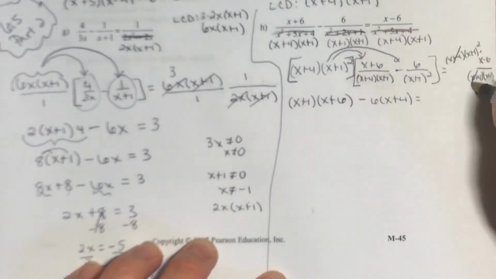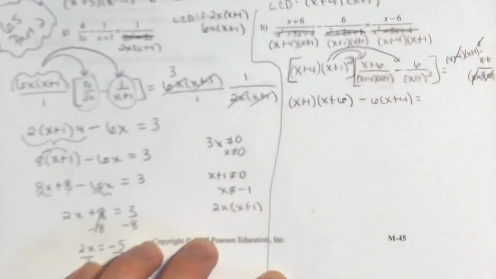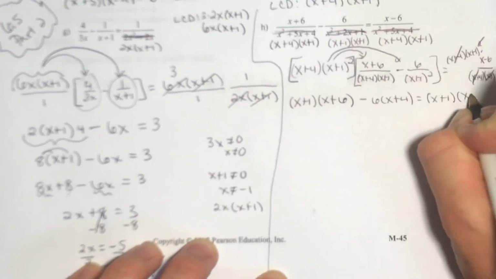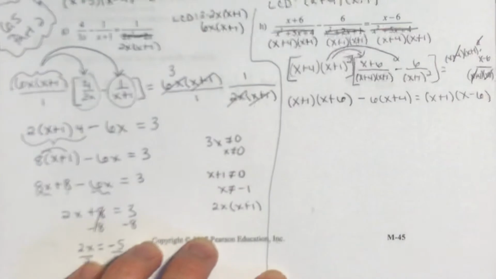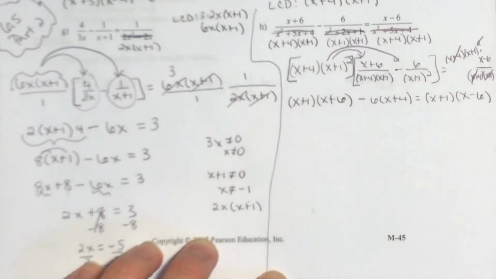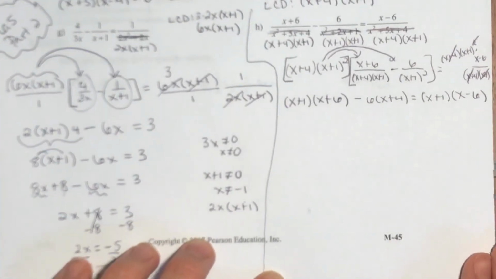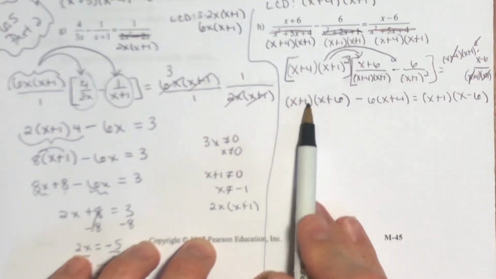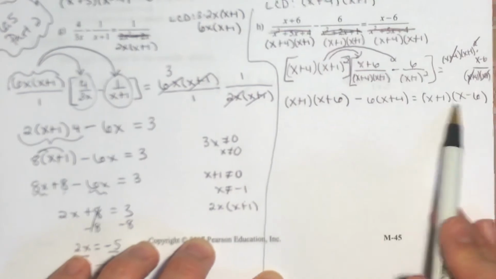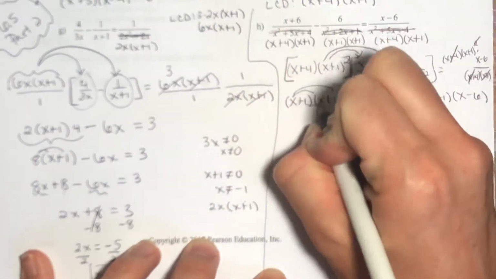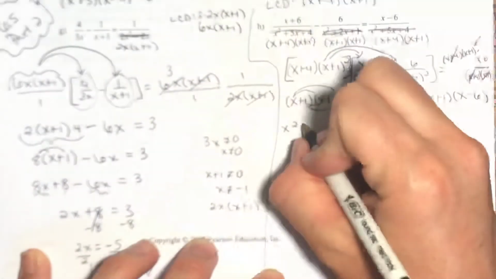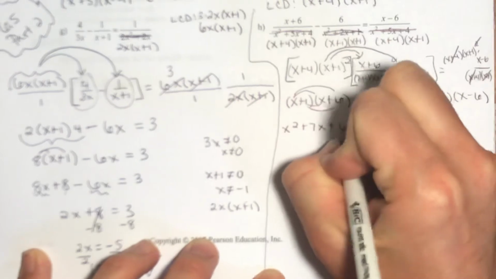And here the x plus 4 and one of the x plus 1's cancel. So we're left with x plus 1 times x minus 6. Okay, we're going to have to do some foiling, distributing, foiling. Okay, so if we FOIL here, we'll have x squared plus 7x plus 6.